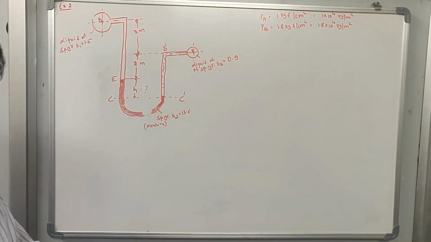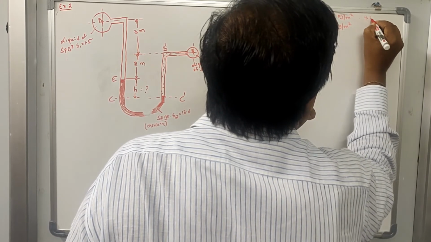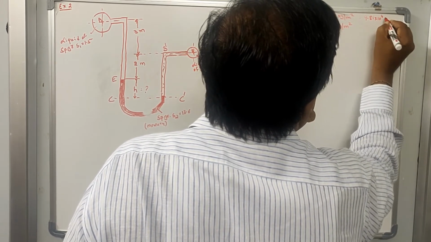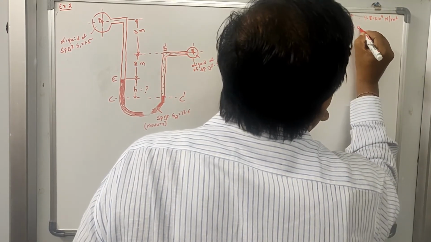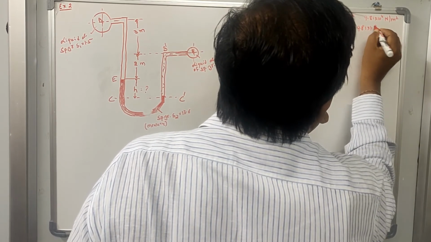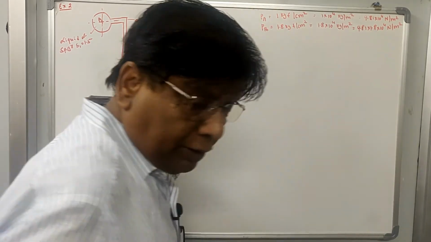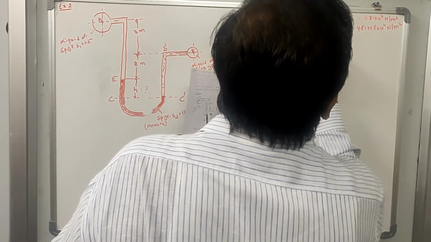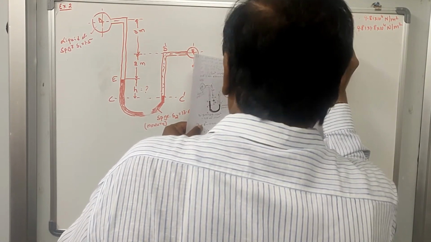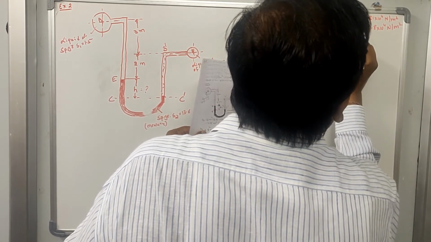Now 1 kg is equal to 9.81 Newton, so you multiply by 9.81 into 10 raised to 4 Newton per meter square, and this is equal to 9.81 into 1.8 into 10 raised to 4 Newton per meter square. So 9.81 multiplied by 1.8 is 17.658 into 10 raised to 4 Newton per meter square.